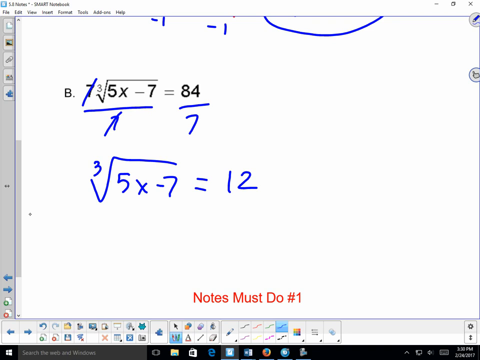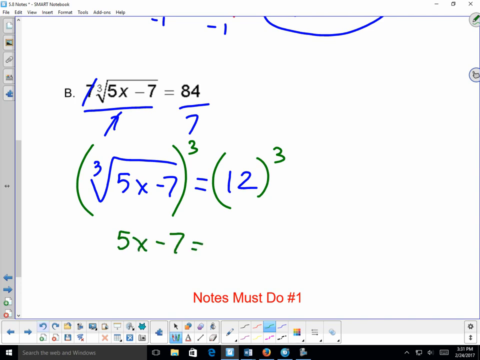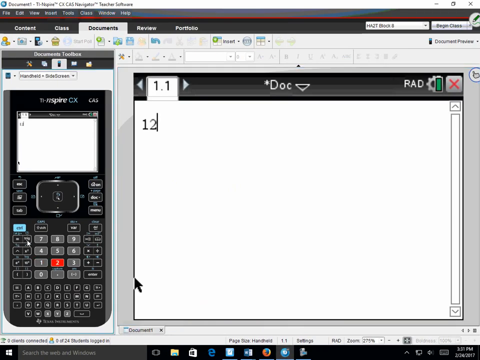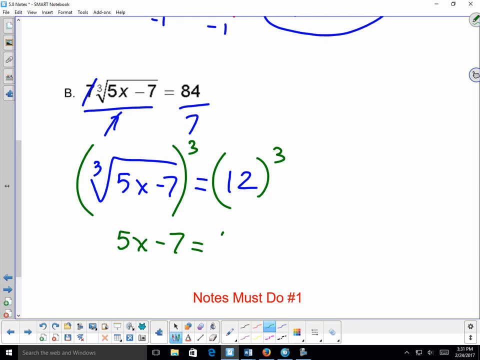At this point, we're going to notice what the index is. It's a 3, so we're going to have to raise both sides to that power. We're going to cube both sides of the equation. Now the cube rooting and the cubing cancel each other out, so we're left with just 5x minus 7 on the left, and 12 cubed. Let me pull up my calculator. 12 cubed is equal to 1,728. So I get 1,728, and again, I need to solve for x.